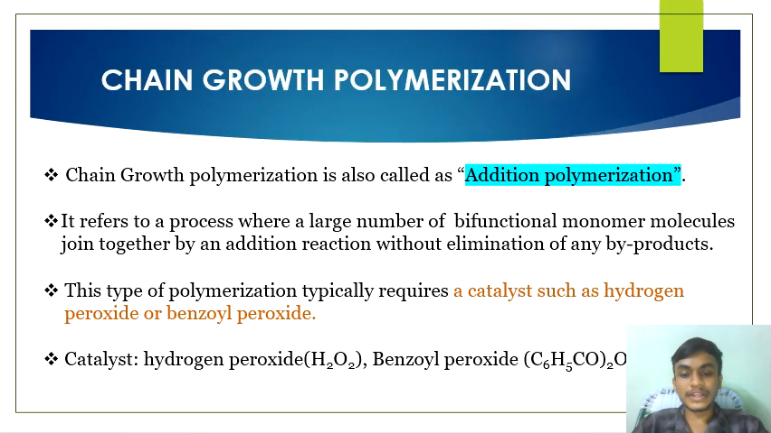Chain growth polymerization is also known as addition polymerization. In this process, a large number of monomer molecules join through an addition reaction. No byproduct is eliminated in this type of polymerization. This reaction normally needs a catalyst or initiator such as hydrogen peroxide or benzoyl peroxide to start the chain. The monomers used here generally contain double bonds.